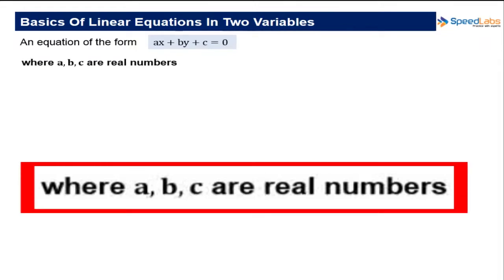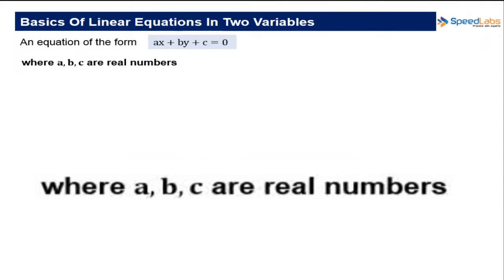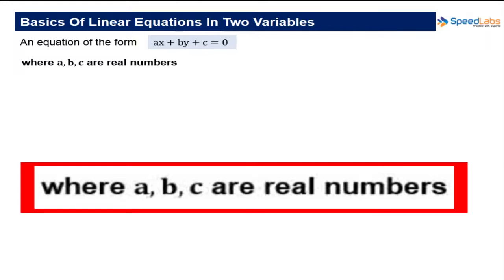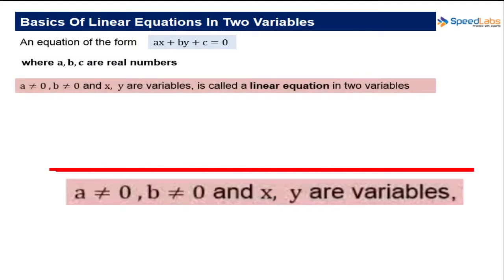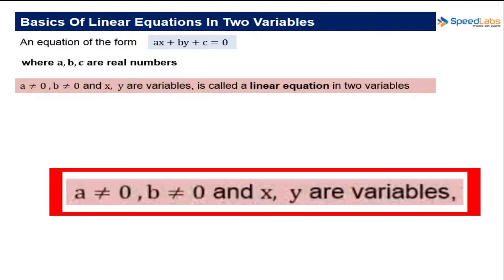Their value does not change. For a given equation, a, b, c will always be what? They will be constant. But if you look at x and y, you can change x and y. So what are x and y called? They are called variables. So x and y are variables, a, b, c are constants.